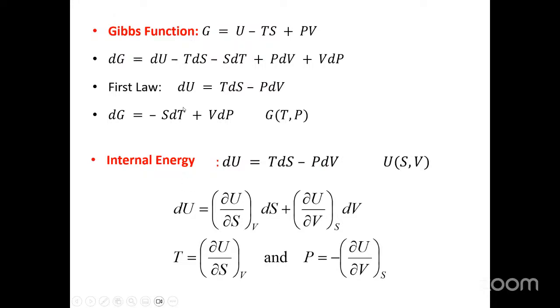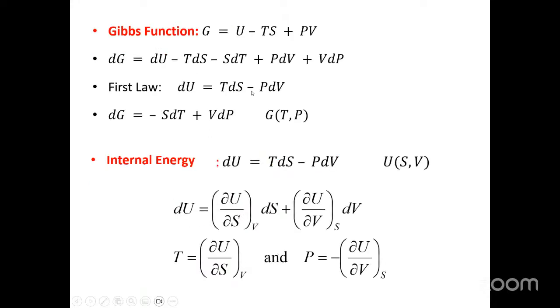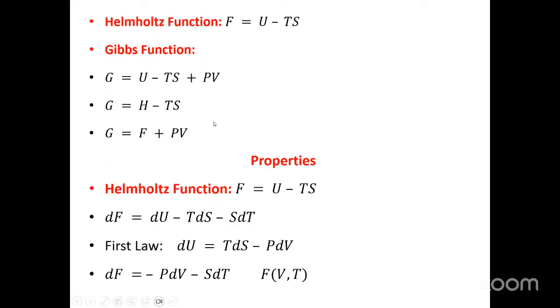Come to the point of the Gibbs function here. dG is equal to dU minus TdS minus SdT plus PdV plus VdP. Again we are taking for this Gibbs function the first law, dU is equal to TdS minus PdV. Here TdS minus PdV. Then dG is equal to minus SdT plus VdP. We are taking G as a function of temperature and P. Temperature and P are the constants in the Gibbs function. Here in the Helmholtz function, volume and temperature are the constants.